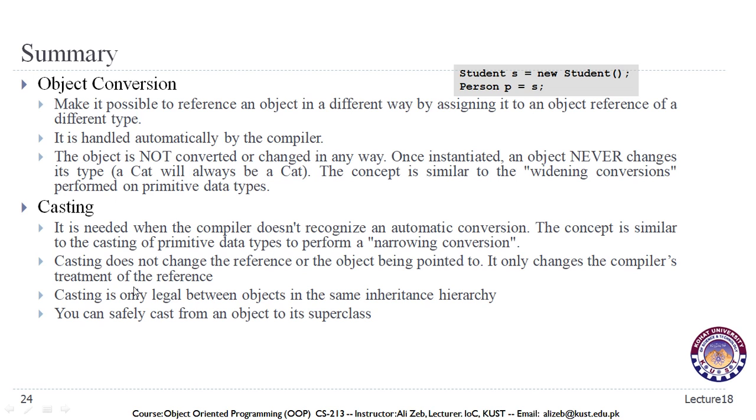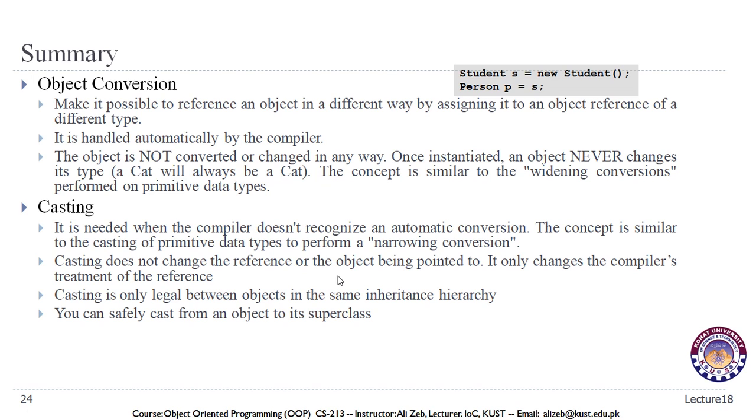Again, casting, like conversion, does not change the reference of the object being pointed to. It only changes the compiler's treatment of the reference. Casting is only legal between objects in the same inheritance hierarchy. We need to keep in mind that we can only convert or cast between objects that are related through a direct hierarchy or inheritance relationship. You can safely cast an object to its superclass. So casting does not change the reference.